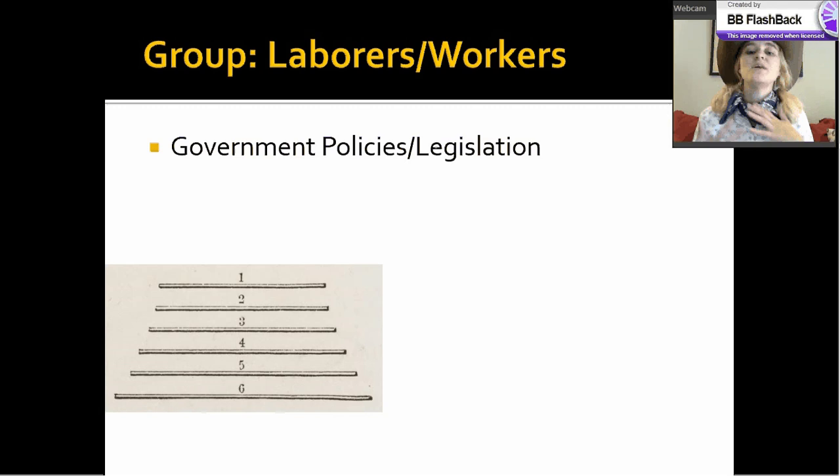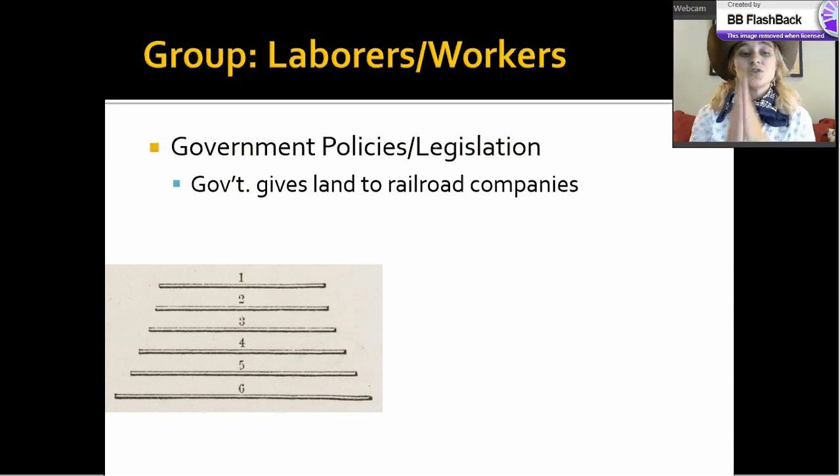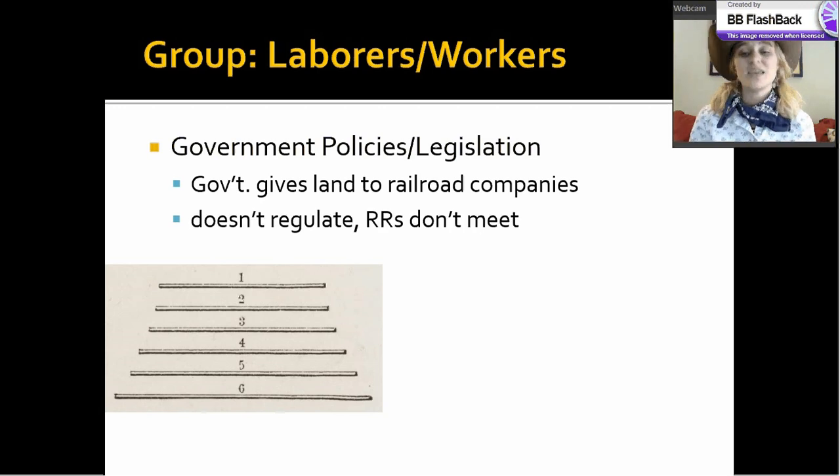Now, there's a major problem with the railroads, however. The government really missed out on their opportunity to regulate. So they give the lands to the railroad companies. We mentioned that already. But the problem is they don't regulate the railroads. So different companies start using different size gauges. So they don't meet, right?